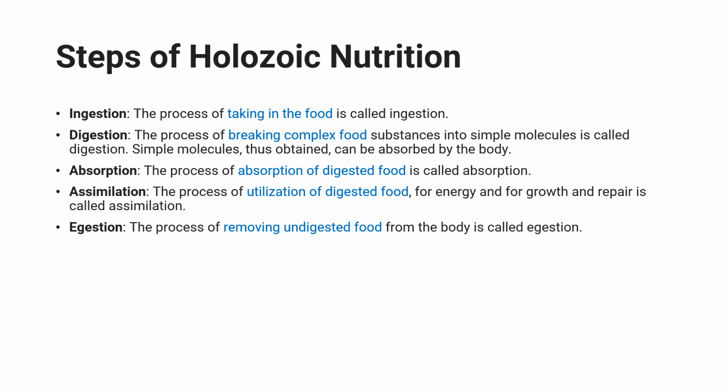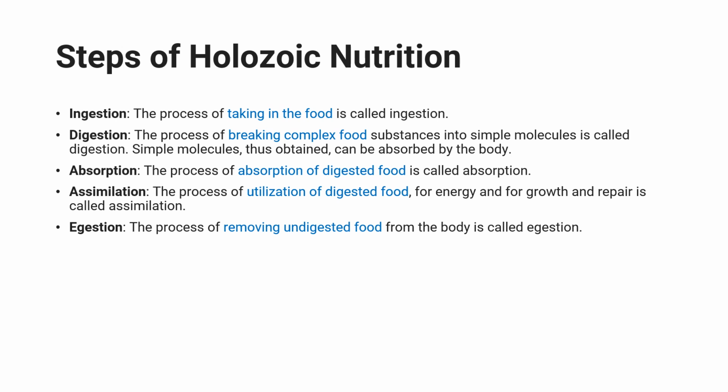Absorption. The process of absorption of digested food is called absorption. Assimilation, the process of utilization of digested food for energy and for growth and repair is called assimilation. Egestion, the process of removing undigested food from the body is called egestion.